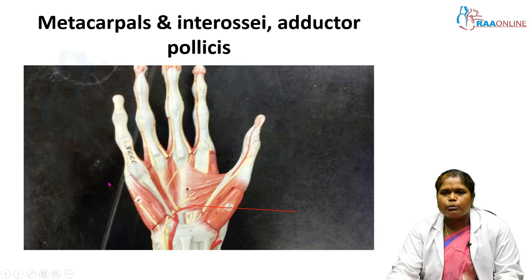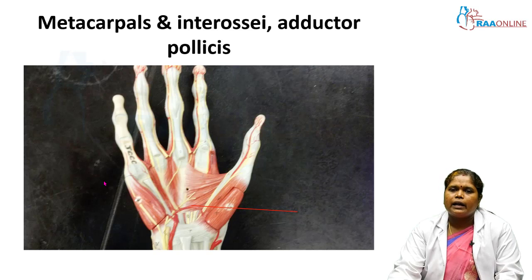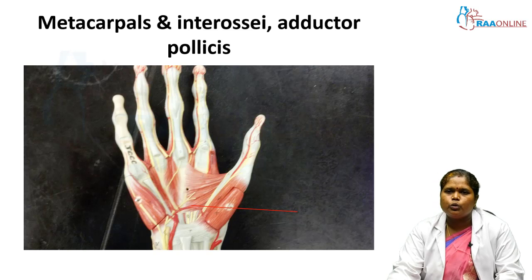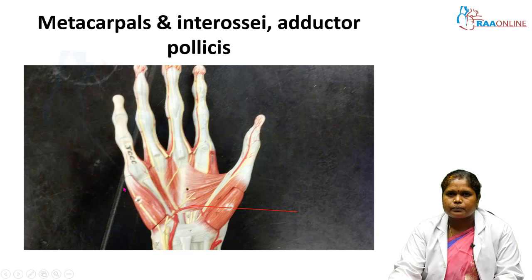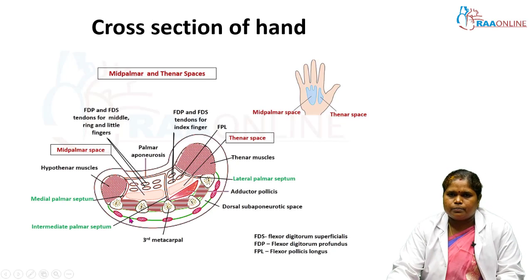This is the overview of the anatomy of the hand. First we see the skin and superficial fascia. Once we open them, we see the deep fascia. Once we cut the deep fascia, we reach the neurovascular bundle, that is the superficial palmar arch and digital nerves. Deep to this we have the long flexor tendons, and the deepest layer is the metacarpals and interosseous muscles.